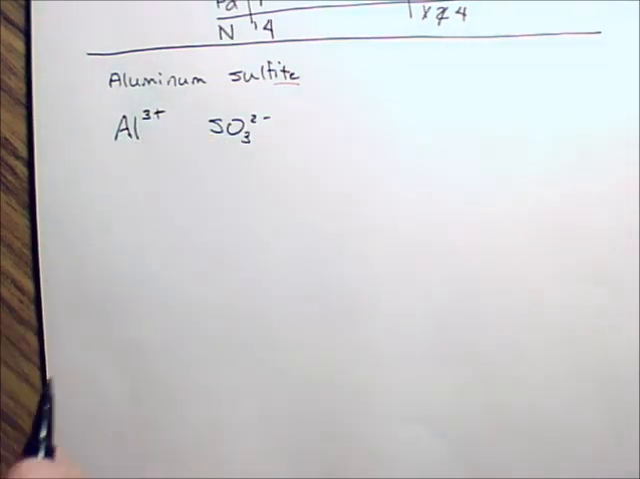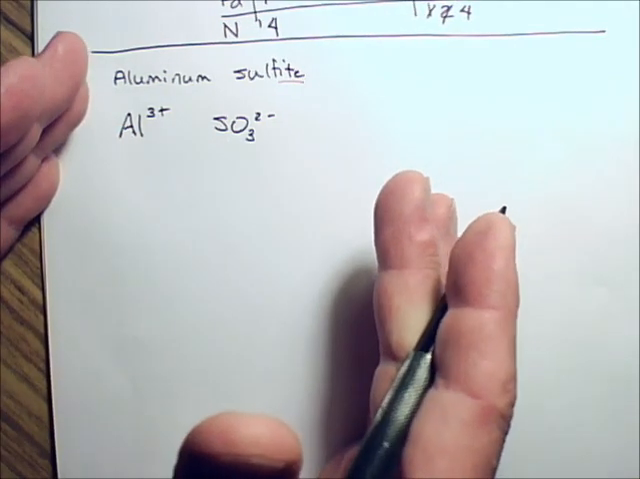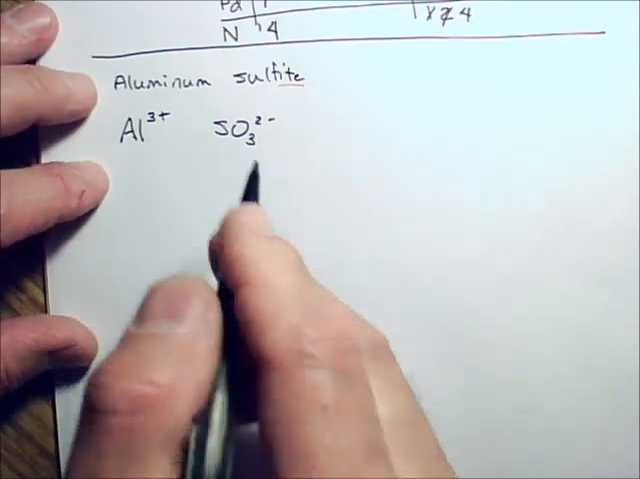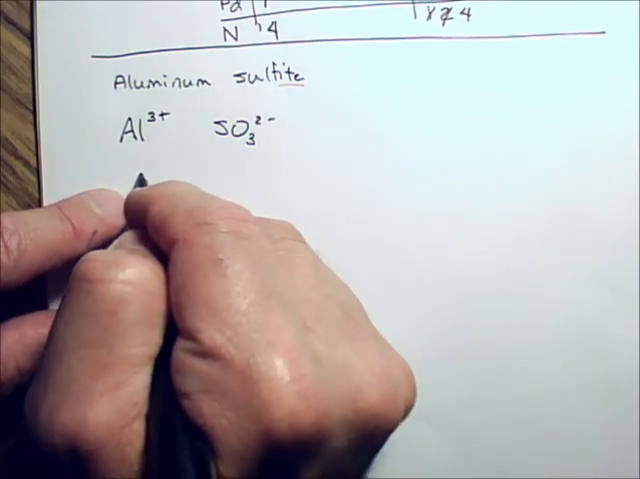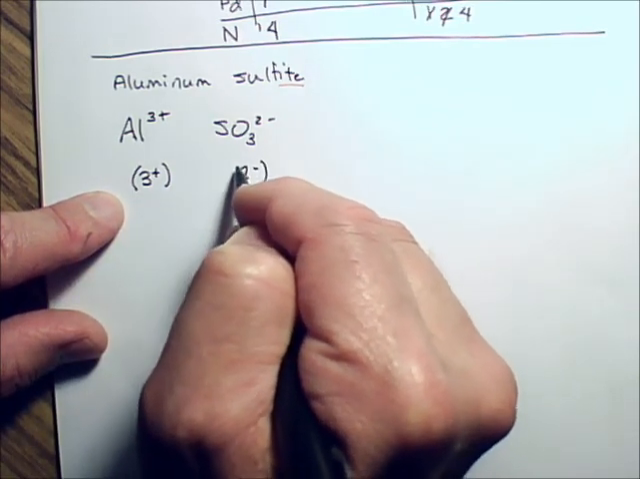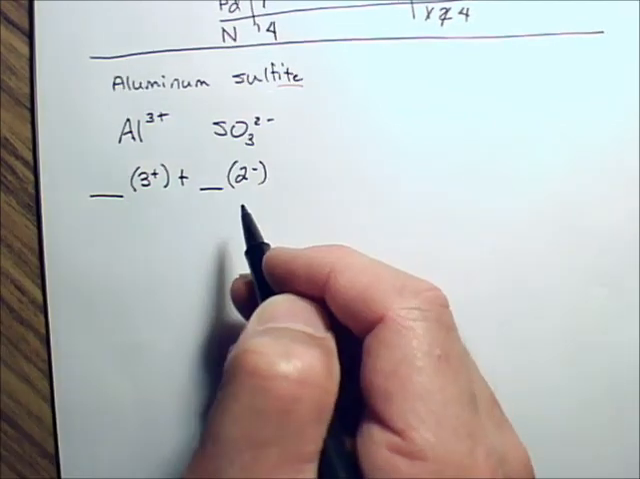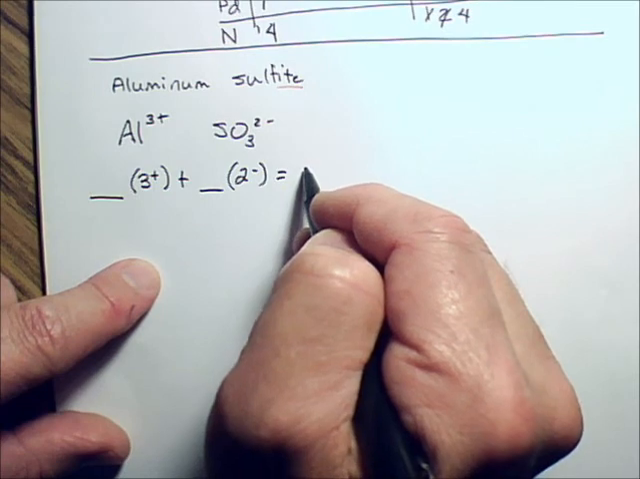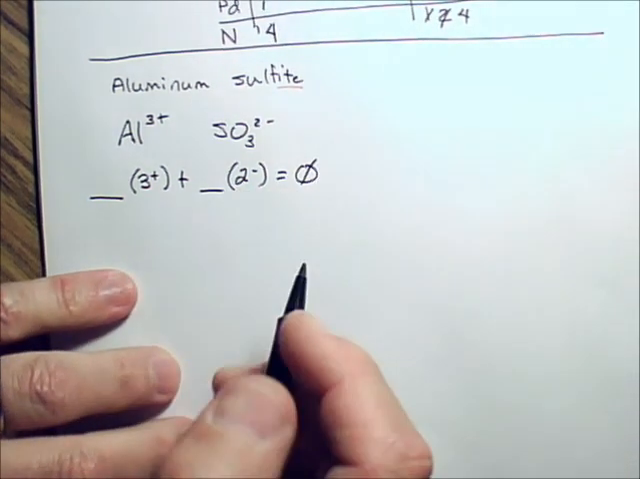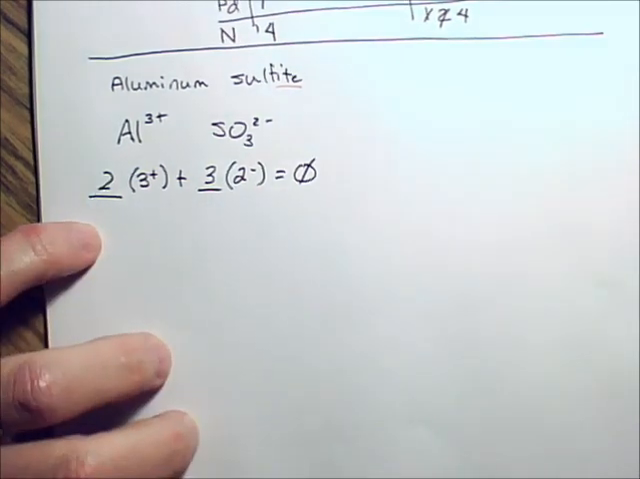So all we need to do is to find a combination that will cancel out all the charges. We can use as many aluminums or sulfites as we need to make it work out. So we've got a 3+ charge on this aluminum and a 2 negative charge on this sulfite. The math I've taught you is you look for coefficients that, when you put them together in this equation, give you a 0 charge overall. So I need a 3 here and a 2 here.